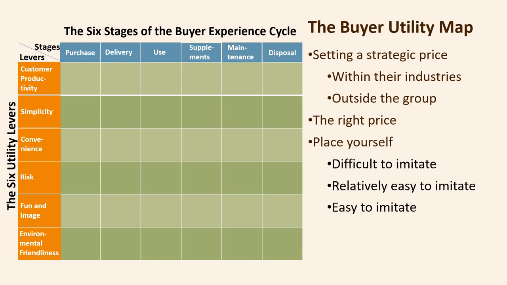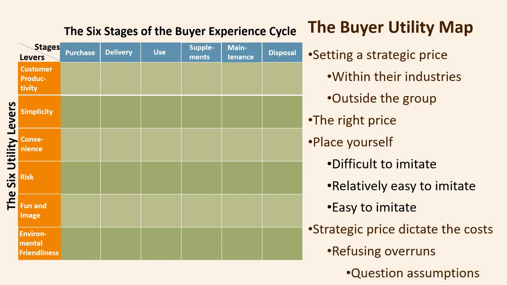You must first analyze if you're placing a product or service in spaces on the map that are either difficult to imitate, relatively easy to imitate, or easy to imitate. The strategic price has to dictate the costs of a new product. By basing your cost targets on the market-driven strategic price and refusing to allow for overruns, you force your organization to question virtually every assumption about materials, design, and manufacturing, often with surprising results.